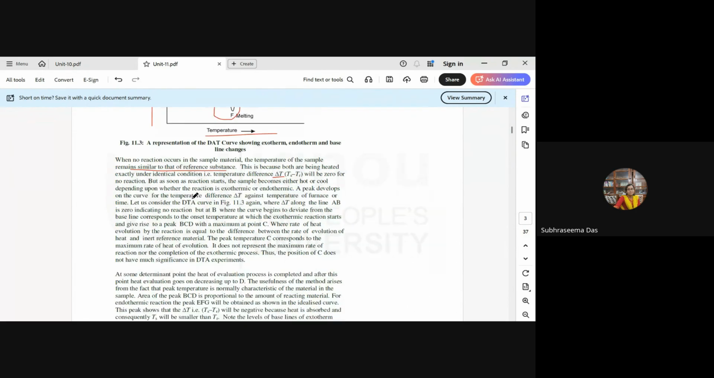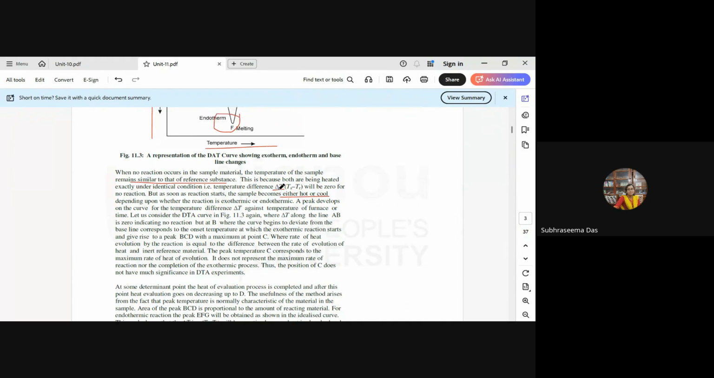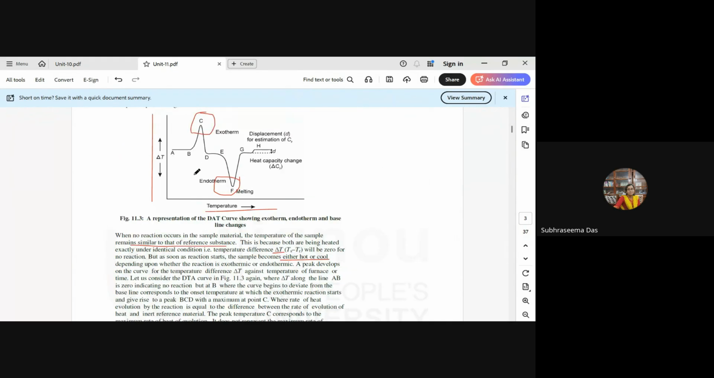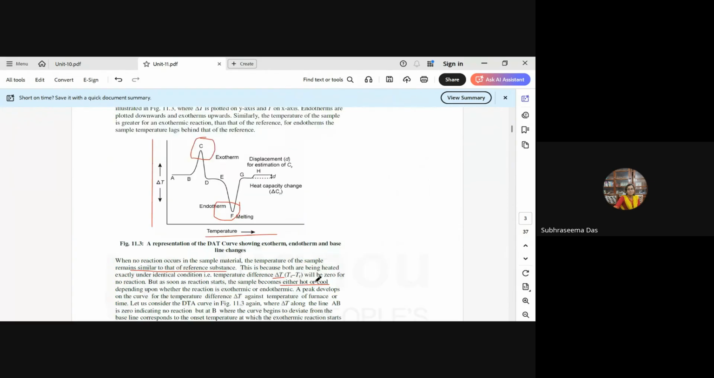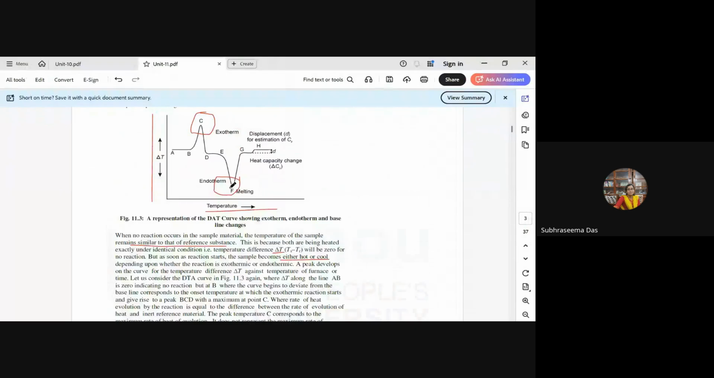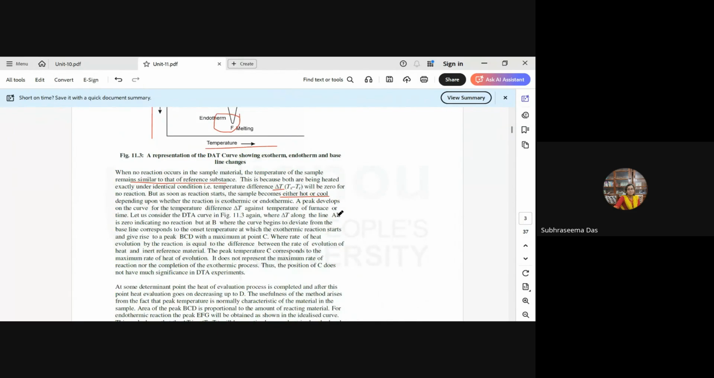But as soon as the reaction starts, the sample either becomes hot or cold, depending upon whether the reaction is exothermic or endothermic in nature. So a peak develops. If it goes upwards, then we say it is exothermic, and if the peak goes downwards, then we can say it is endothermic. Now here, if we look into figure 11.3, we see that the point C, at the maxima, gives the exothermic peak, and the point F, at the minima, gives the endothermic peak.